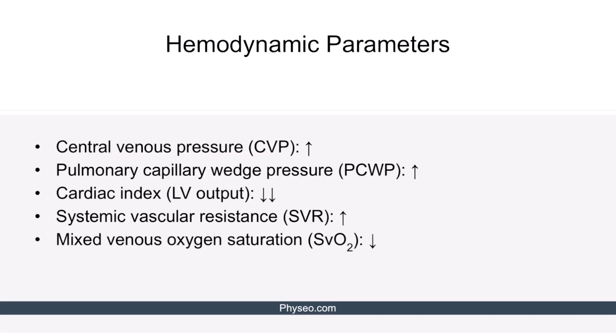So what are the hemodynamic parameters of cardiogenic shock? Well, since myocardial contractility is acutely decreased, at least in most cases of cardiogenic shock, the blood cannot be ejected forward. So it will build up in the left atrium, the pulmonary veins, the right atrium, and the central veins. So both the central venous pressure and the pulmonary capillary wedge pressure will be increased. Now, the hallmark of cardiogenic shock is decreased cardiac output, and that's why the cardiac index is severely decreased. So extremely low cardiac output means decreased cardiac index.